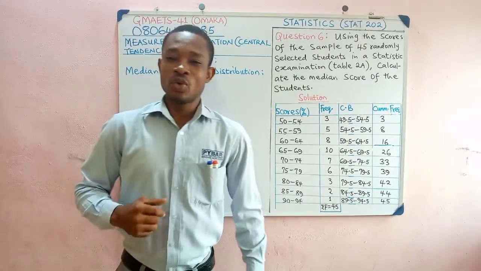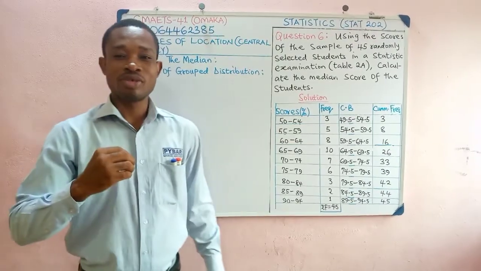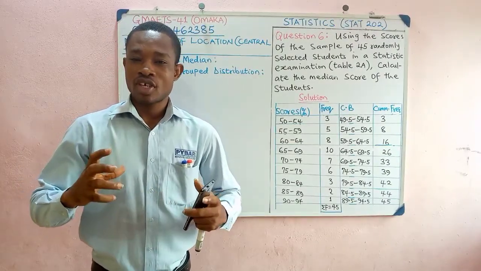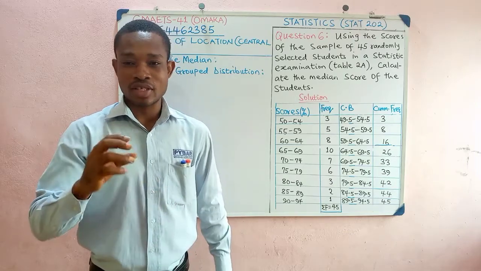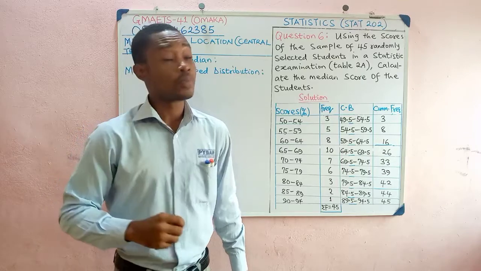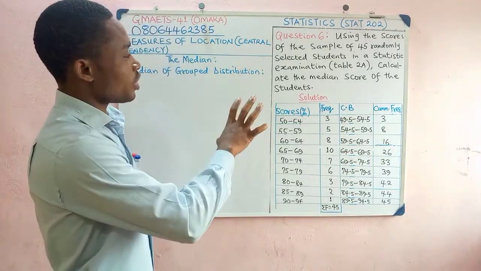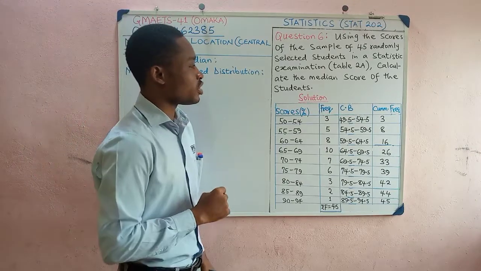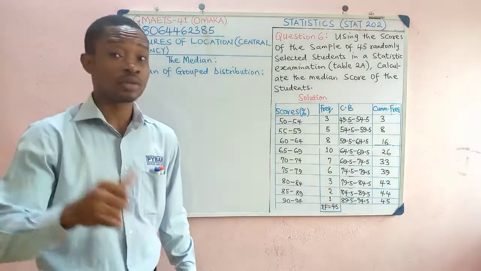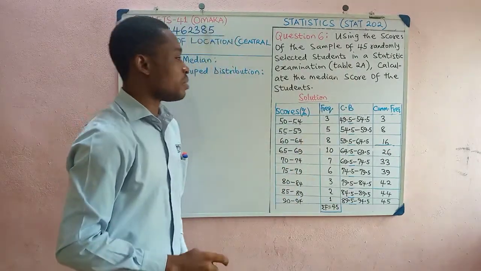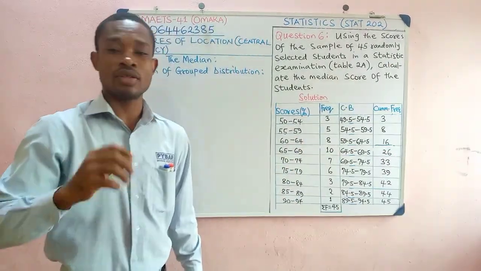In this video, we are going to attempt to obtain the median of the scores of some students that sat for a statistics examination. We are going to use the formula method to obtain the median. Look at the question here on the board. Using the scores of the sample of 45 randomly selected students in a statistics examination, with reference to table 2A, calculate the median score of the students.